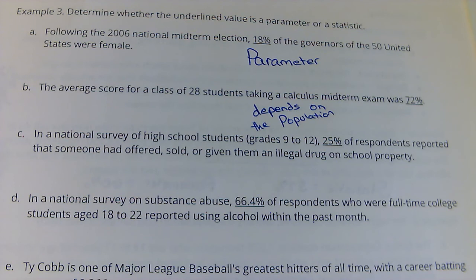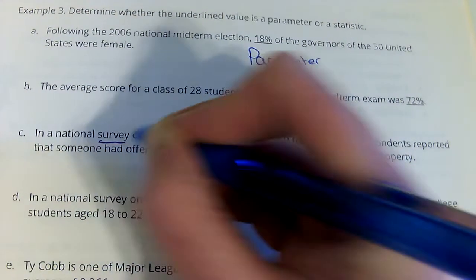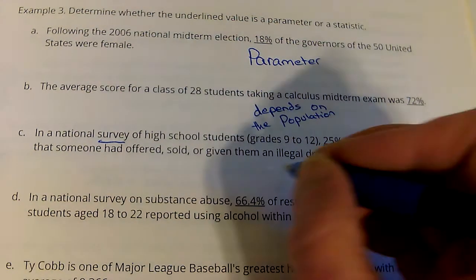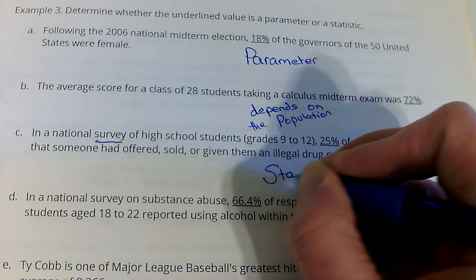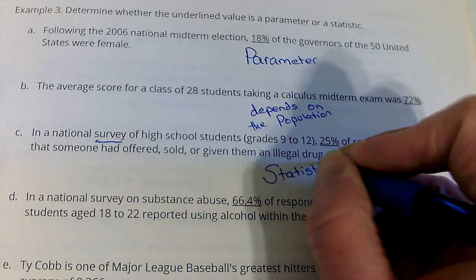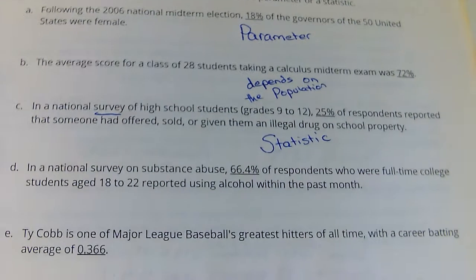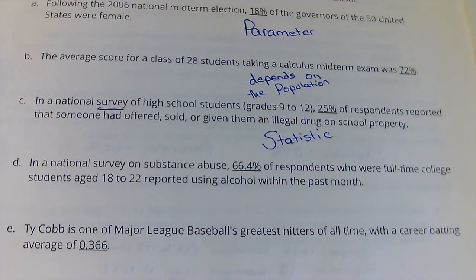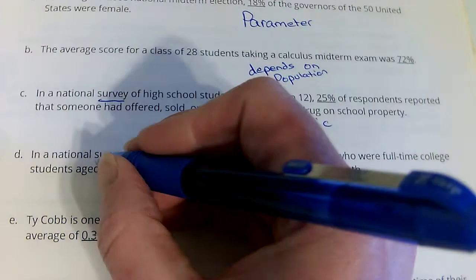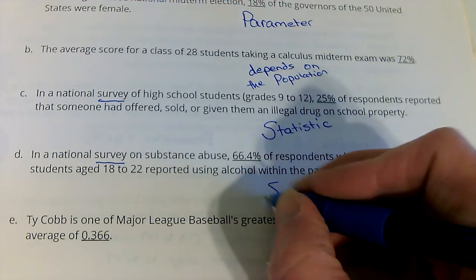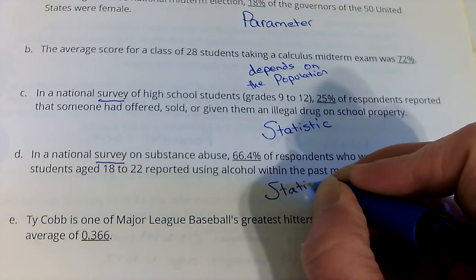In a national survey, key point says survey, of high school students grades 9 to 12, 25% of the respondents reported, and so on. The keyword is survey. That means we took a sample. That automatically means this is a statistic.